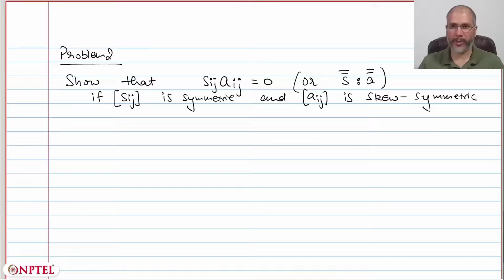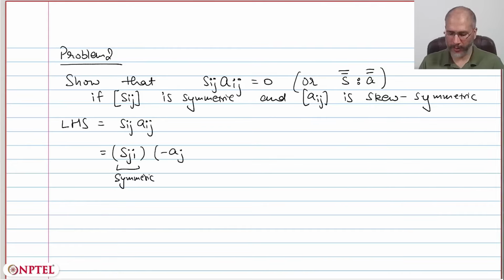So let's start with the left hand side. So the left hand side is S_ij A_ij. Now the definition of a symmetric matrix is that S_ij is equal to S_ji. Right, so this is from the definition of symmetric matrix. And a skew symmetric matrix means that A_ij is nothing but negative of A_ji. So this is from skew symmetry of A.